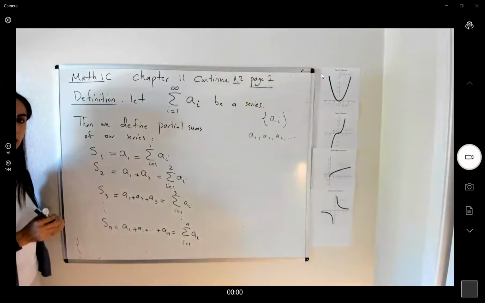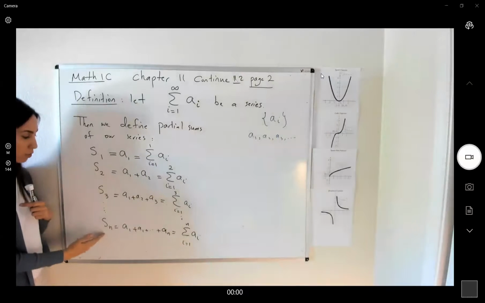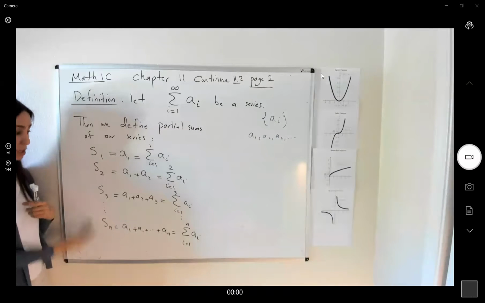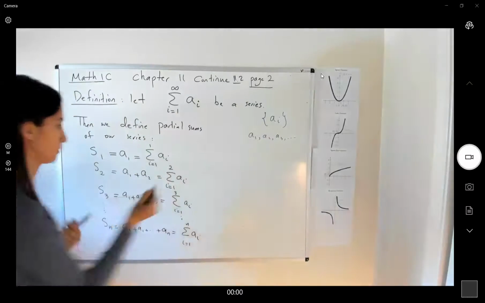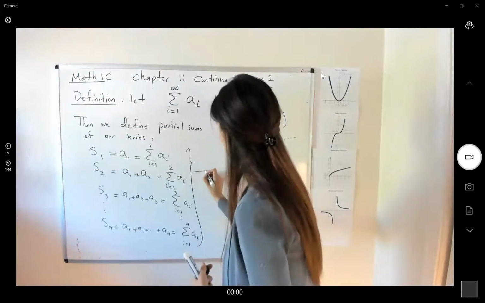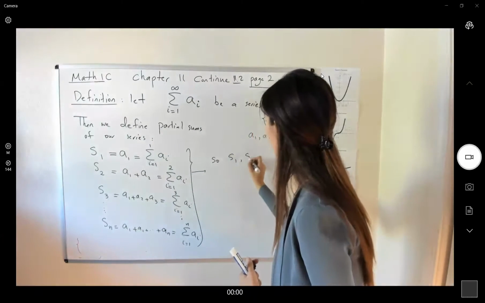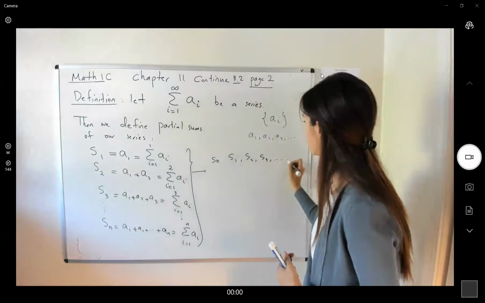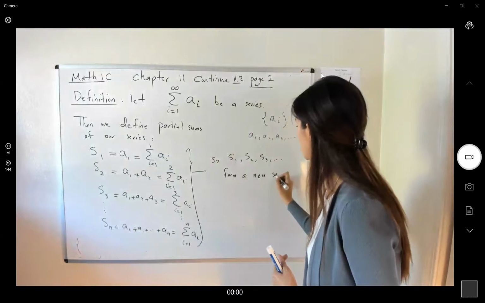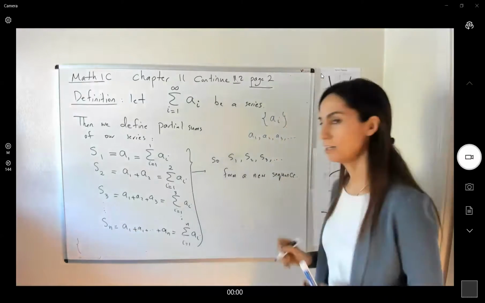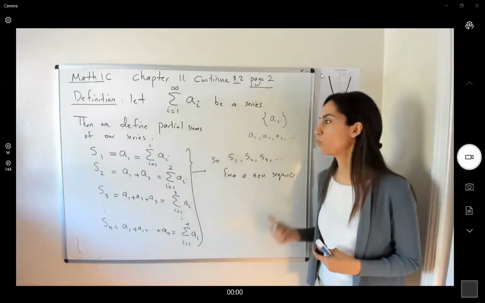So, as you can see, S sub 1, S sub 2, S sub 3, S sub 4, up to S sub n, we can continue this process and form a sequence. So S sub 1, S sub 2, S sub 3, and so on, form a new sequence. Well, we have a sequence. How can we connect this new sequence to our series?